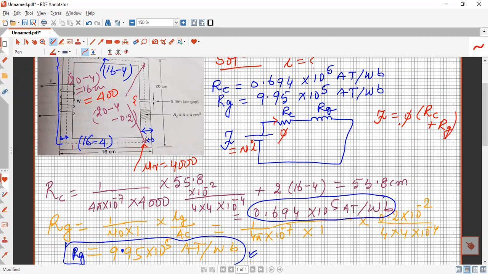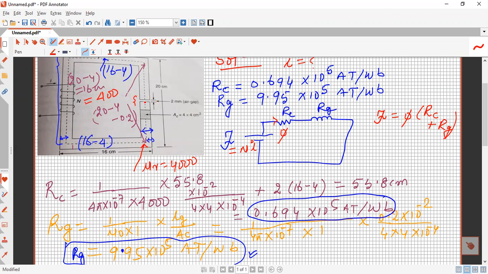So this is called a series connection, and this is simply equal to Ohm's law, V equal to I into R, where I is replaced by phi. So now everything is known here, but we have to calculate the value of phi first.